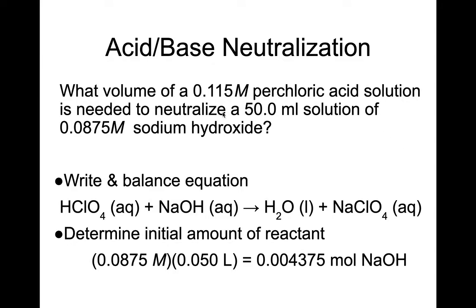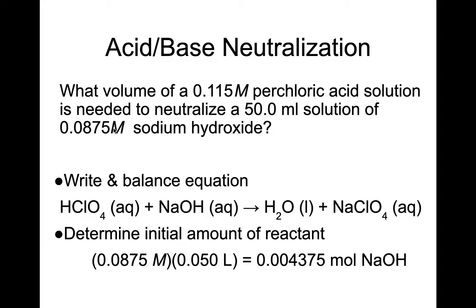Let's say we want to neutralize 50 milliliters of a sodium hydroxide solution that has a concentration of 0.0875 moles per liter. So that's our starting solution, and to neutralize it, we've got a solution of perchloric acid, and we have a solution that has this concentration, 0.115. So we need to know how much of this we need to add to have a perfectly neutralized solution.